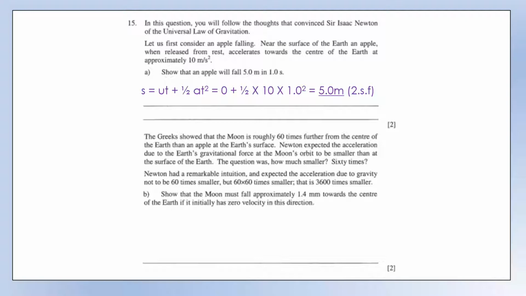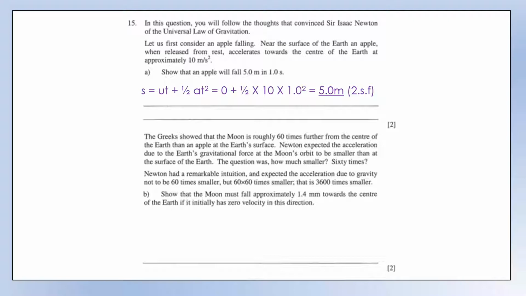So the Greeks showed that the moon is roughly 60 times further from the center of the Earth than an apple at the Earth's surface. Newton expected the acceleration due to the Earth's gravitational force at the moon's orbit to be smaller than that at the surface of the Earth. But the question was, how much smaller? 60 times? So Newton had remarkable intuition and expected acceleration due to gravity to not be 60 times smaller, but 3,600 times smaller, so to follow an inverse square kind of relationship.